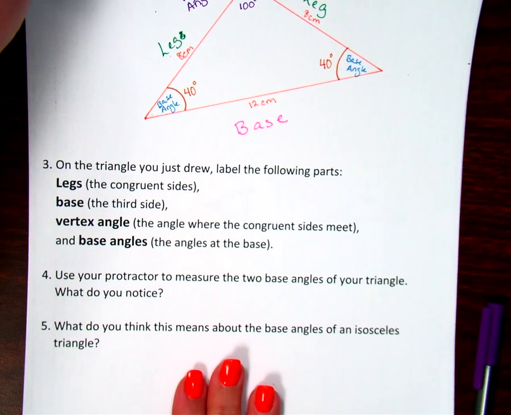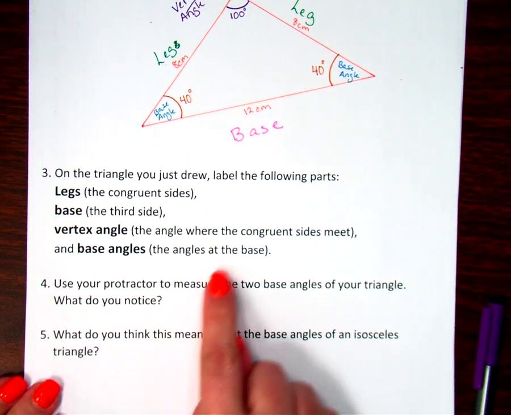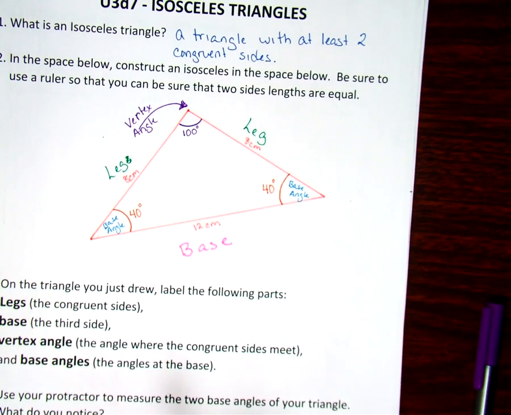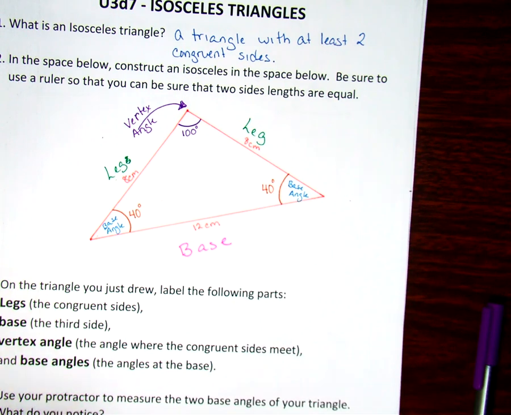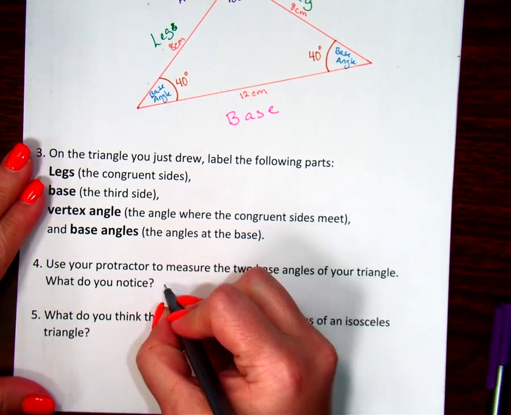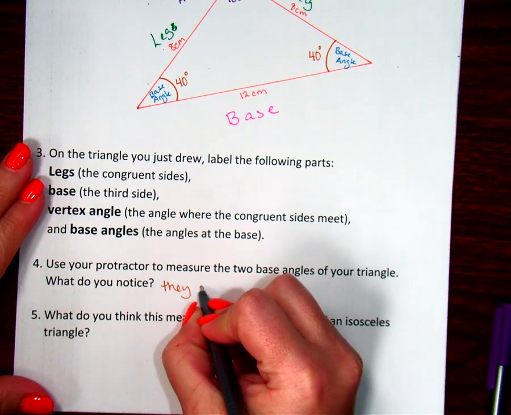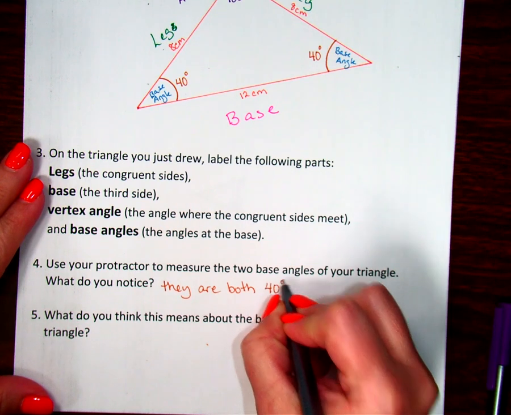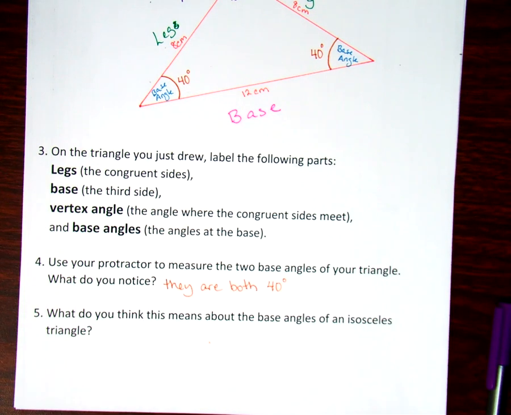Okay? So it says we've used the protractor to measure the two base angles of the triangle, and we noticed, let's see, what do we notice about the two base angles? They are both 40 degrees. Okay, so they're both exactly the same. What do we think when I look at number 5? What do I think that means about the base angles in isosceles triangles?